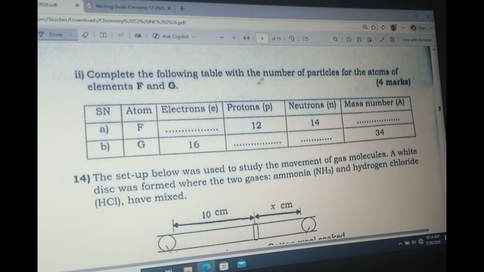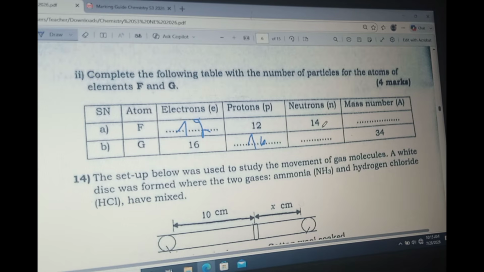II. Complete the following table with the number of particles for the atoms of elements F and G. We have atoms F and G. We have electron, proton, neutron, and mass number. The first thing we must know is that the number of electrons must be equal to the number of protons. If we have 12 as the number of protons of F, it is equal to the number of electrons. And also on G, the number of electrons must be equal to the number of protons. Here we have 16.